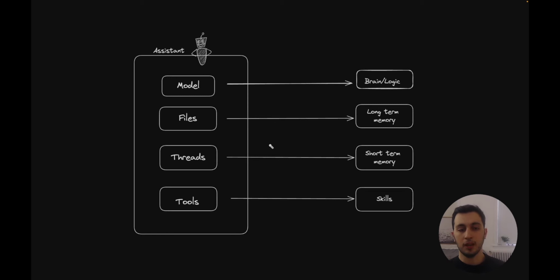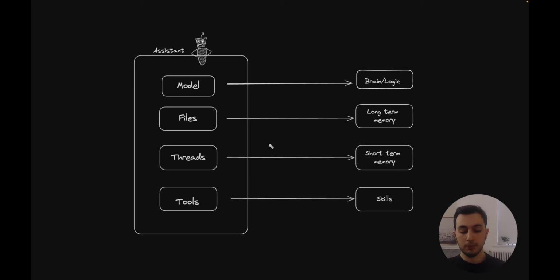And then finally, you have the tools, and the tools are basically the skills that your assistant has. For example, OpenAI provided tools like the code interpreter, so it can run code, that's a skill. Or you can create your own tool and give it to it, maybe a calculator for your business or something.